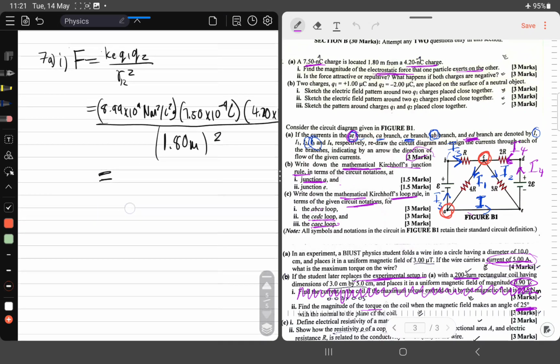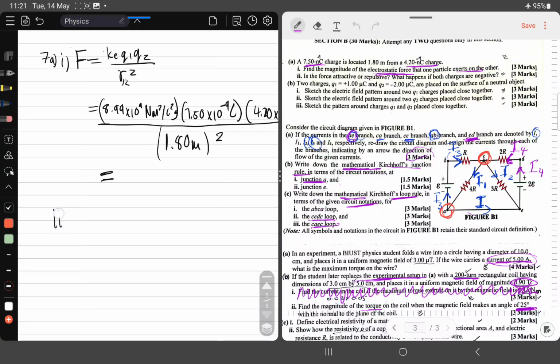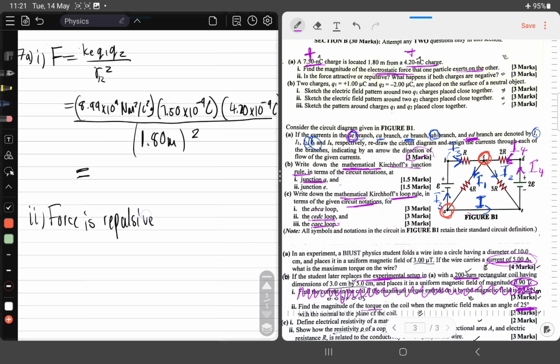Then is this force attractive? We go to part II. Is the force attractive or repulsive? We say the force is repulsive, because both our charges are positive. This is a positive value, and this is a positive value. So both our charges are positive, so the force is repulsive.